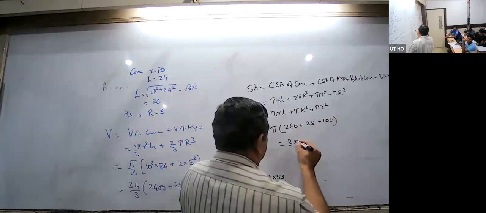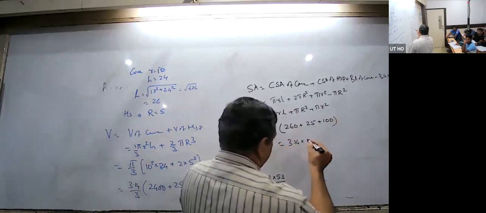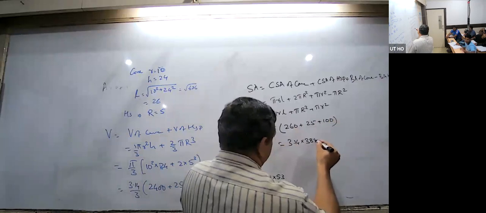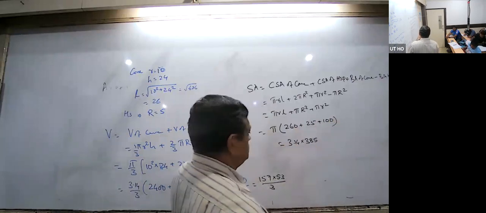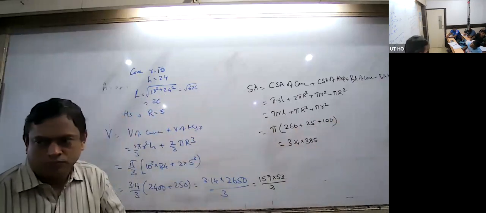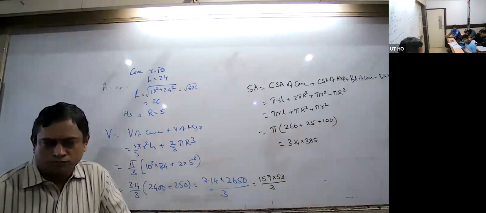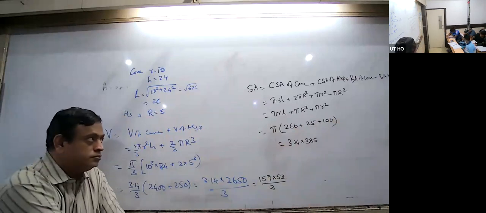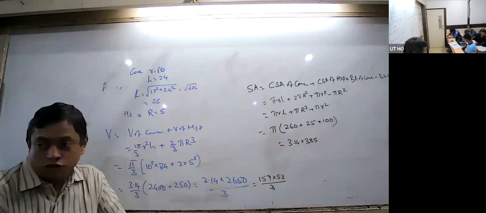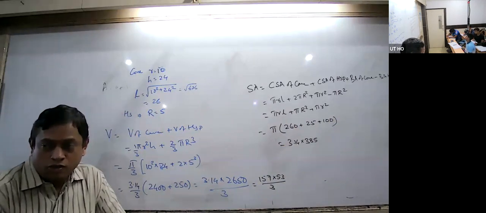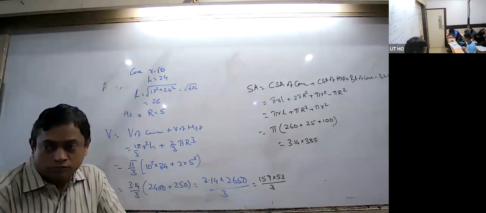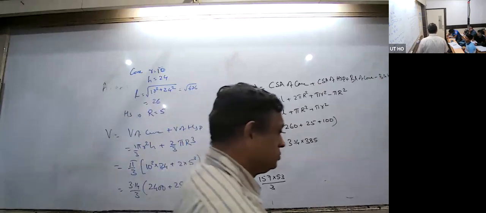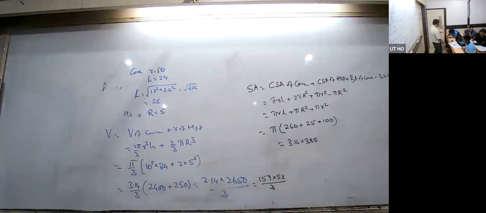3.14 into 385. Yes, sir. 360 plus 70. It is coming at 1208.9. So what's the CSA of a hemisphere? 2 pi r square. It is coming as 1208.9. Whatever it is, you have to do the multiplication. 3.14 into 385.